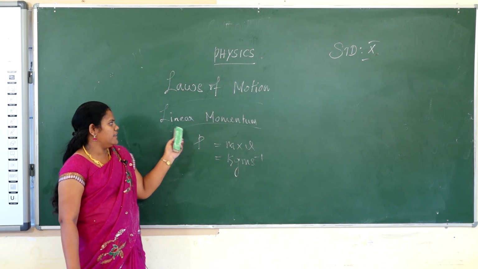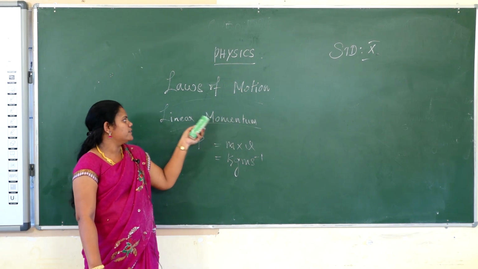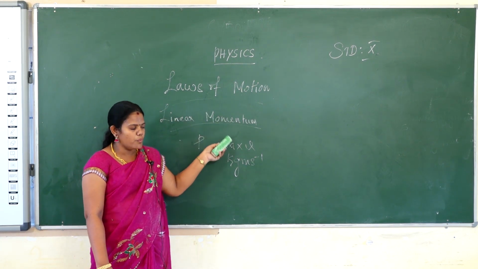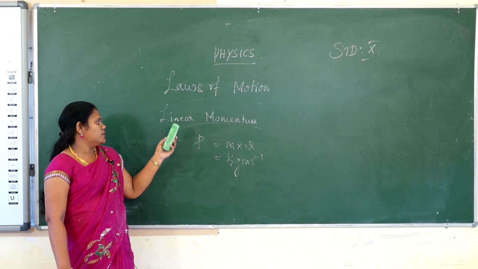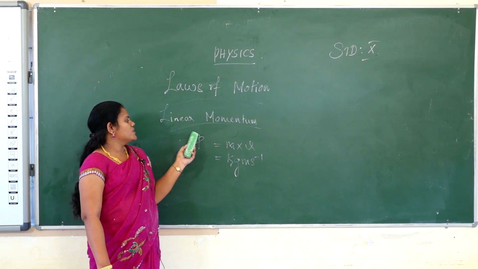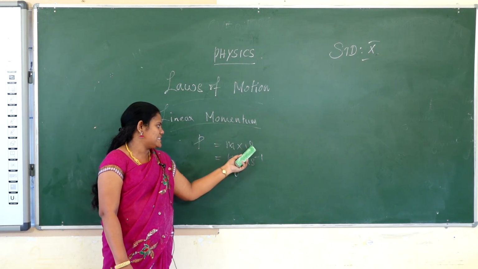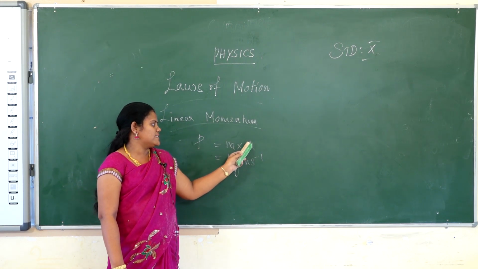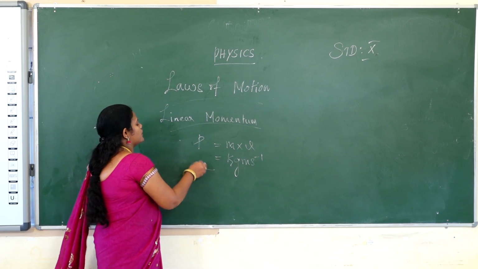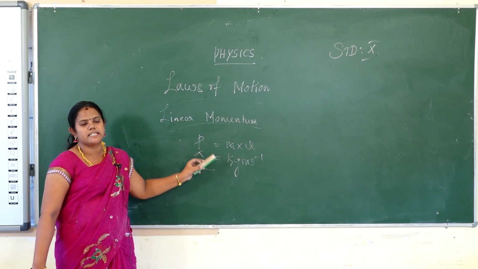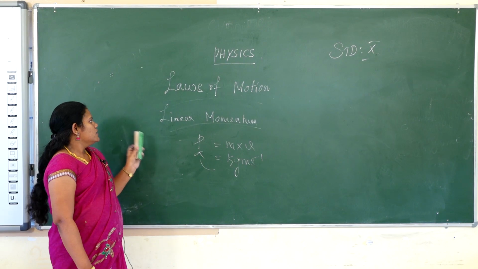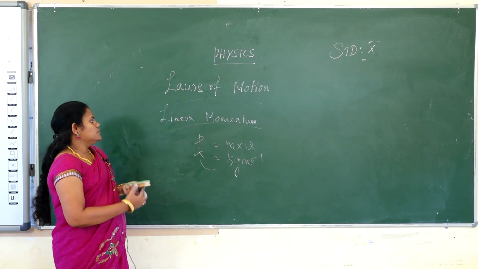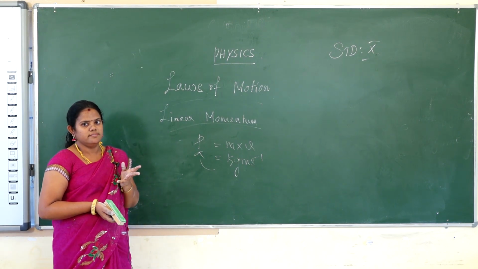Okay. So what is the meaning of linear momentum? Momentum is movement. Linear momentum means the object is moving in a straight line. What's the symbol of momentum? P. What's the formula for momentum? Mass into velocity. What's the SI unit of mass? Kilogram. What's the SI unit of velocity? Meter per second. So what is the SI unit of momentum? Kilogram meter per second. Okay, so that's all. Then I go for the next one.